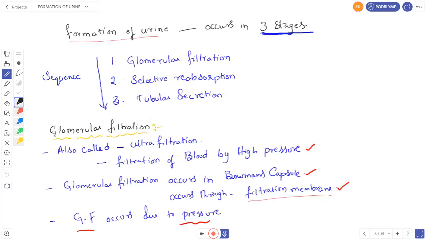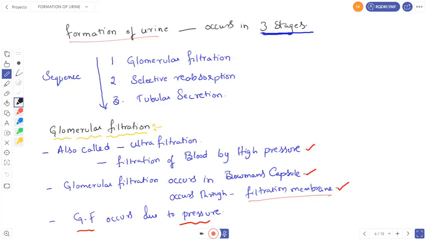Now let us see the formation of urine. So urine formation occurs in 3 stages. What are those 3 stages? The first one is glomerular filtration. Second one is selective reabsorption.